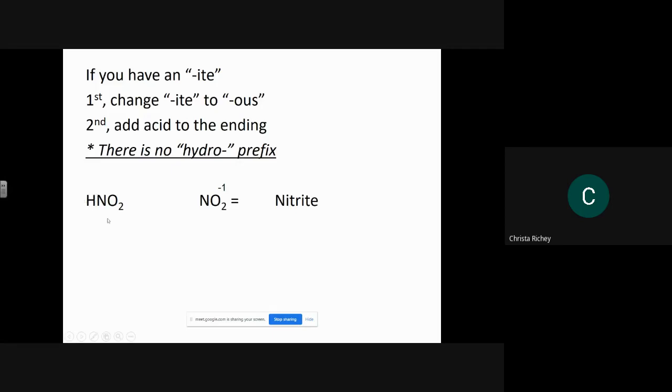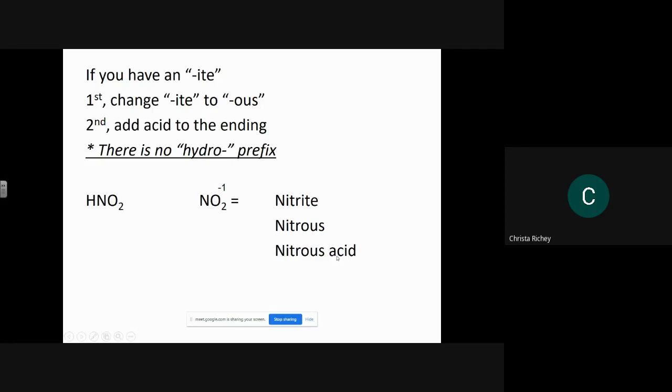I've got my acid component. When I look up NO2, because I don't have the other one next to it, this is the nitrite ion. It carries a -1 charge. So step 1, I'm going to replace ite with ous, and I do not give it a prefix. All I have to do is put the word acid on it. So if this was the sulfite ion, SO3 with a -2, that would be sulfurous acid. If this was the phosphite, this would be phosphorous acid.